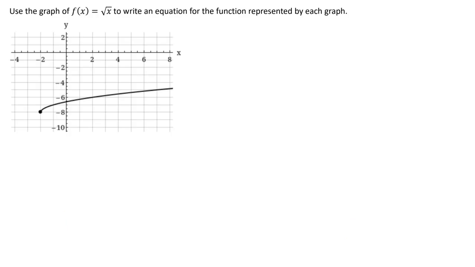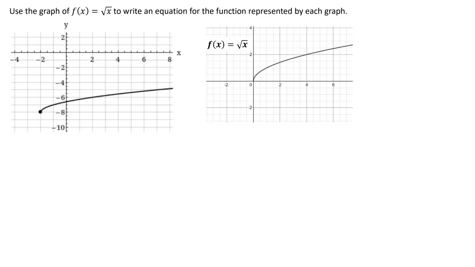So use the graph f of x equals square root of x to write the equation for the function represented by each of the following graphs. So here, hopefully, I can see that this is a representation of a square root function, but there are several things that happen. I can see that if my parent was starting at 0, it looks like this graph got shifted 2 units to the left. Also, it got shifted 8 units down. So how do we represent that in an equation?